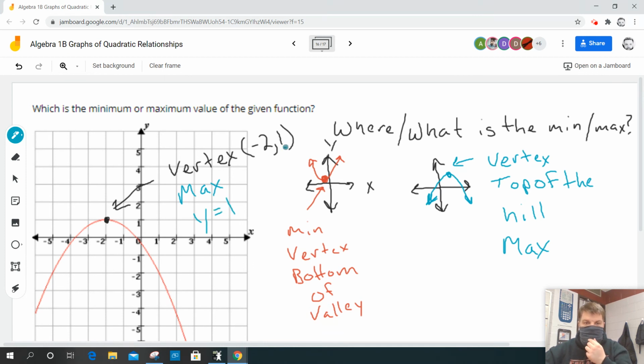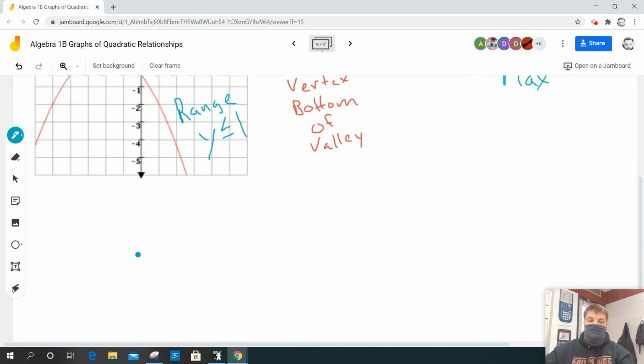Right here, right? Now, what does that mean? That means that the range of this function is going to be less than or equal to 1. So Y has to be less than or equal to 1. In other words, I'm never going to have Y equals 2. Why? Because the graph doesn't go up that high. The maximum value for Y I have on this graph is just going to be 1. Does that make sense?